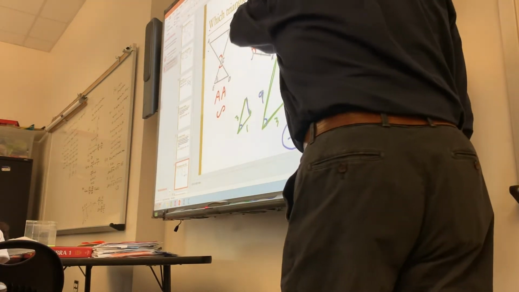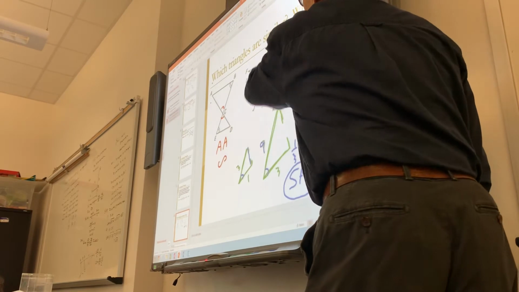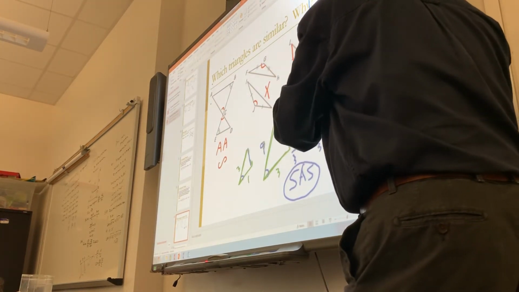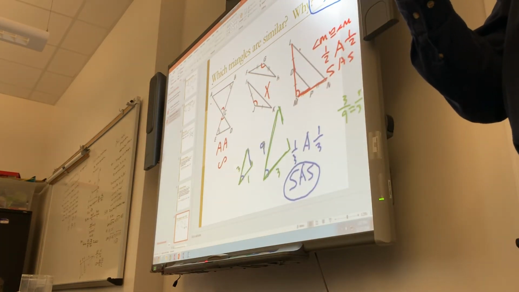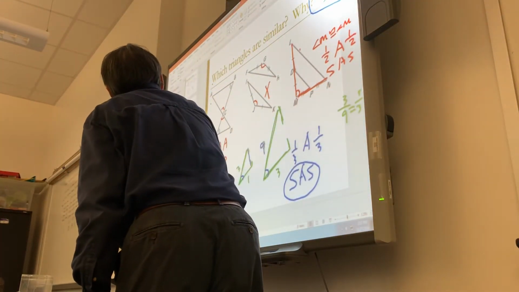So this side is congruent. So this side is double this side. So 1/2. This is the same thing, 1/2. Angle is congruent. Perfect SAS. Is that okay, everyone, please? Good. Now, last question.